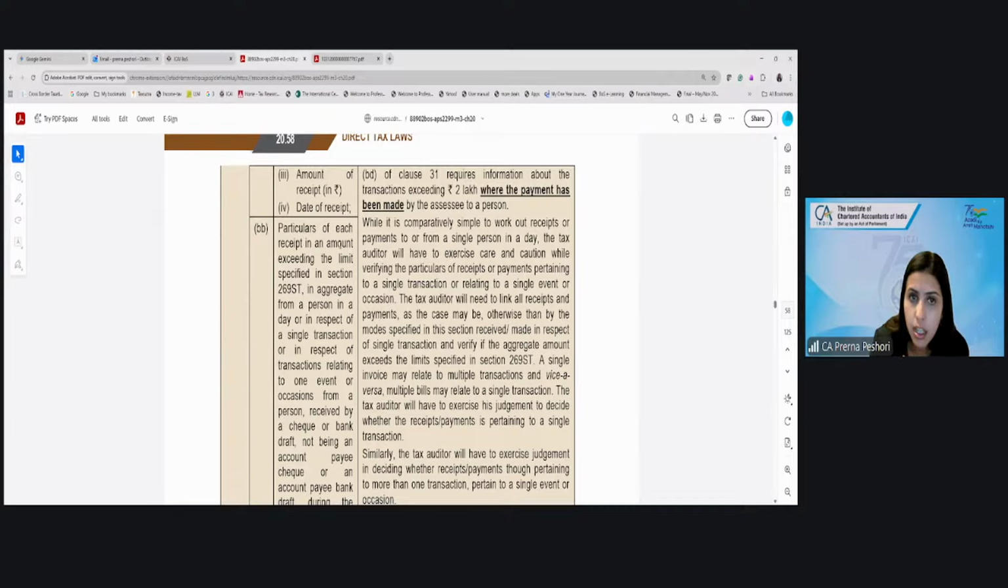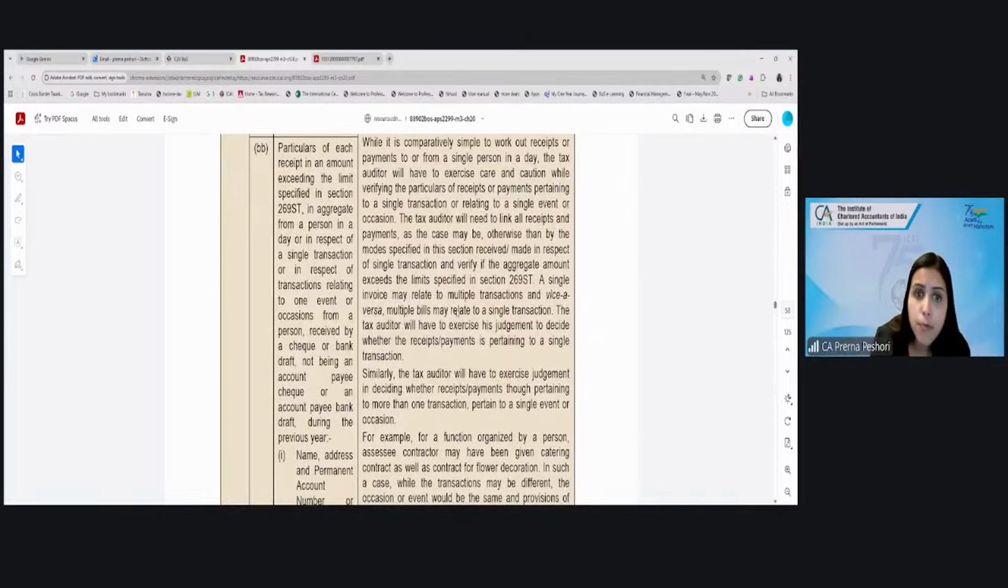So here you need to see when the receipts are, whether it is from a single person in a day. And for this, the tax auditor has to look at the receipt and payment both. They have to link all the receipts and payments in a particular ledger to see whether it is to the same person or not, or whether it is for the same event or not. A single invoice may relate to multiple transactions, or multiple bills may relate to a single transaction. So they will have to rely on the representation as to what it is for.